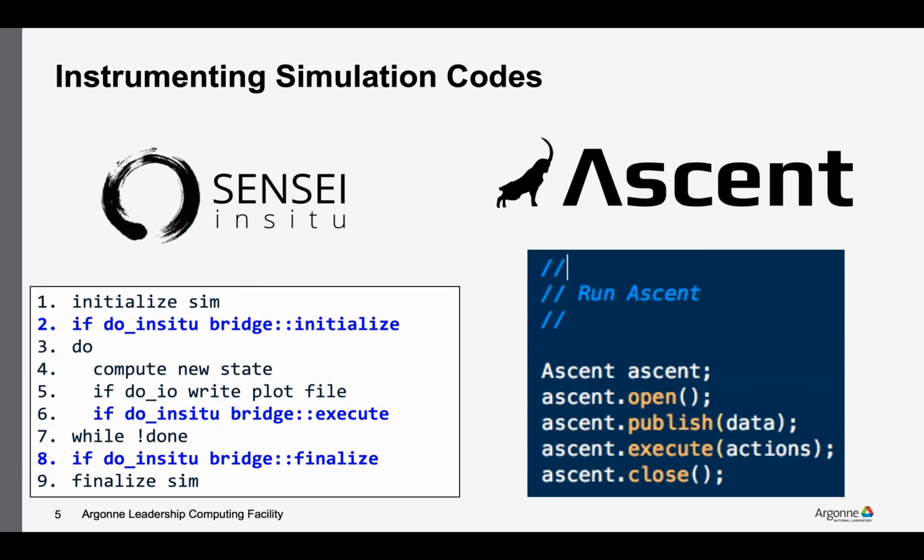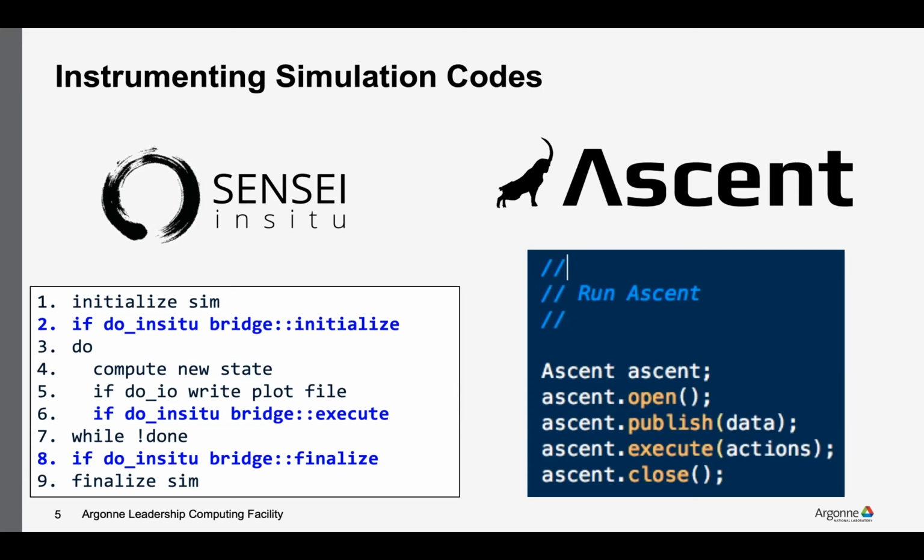So this tries to show, and the idea that we want to convey here is that instrumenting simulation code should be simple, right? On the left, you see in black the original simulation code. There's usually an initialization in step one. There's a loop for computing every new time step. And then there's a call to finalize the simulation and close everything gracefully.